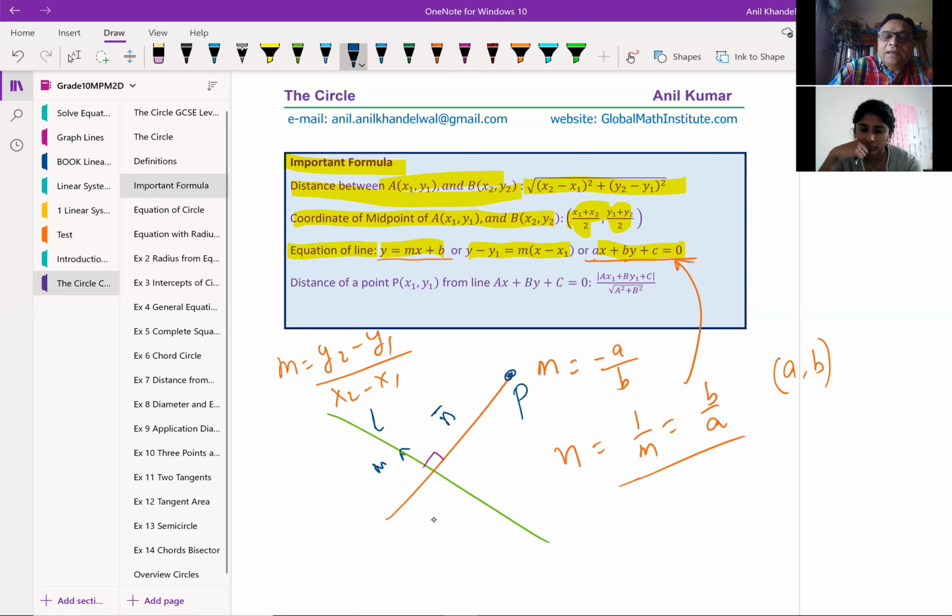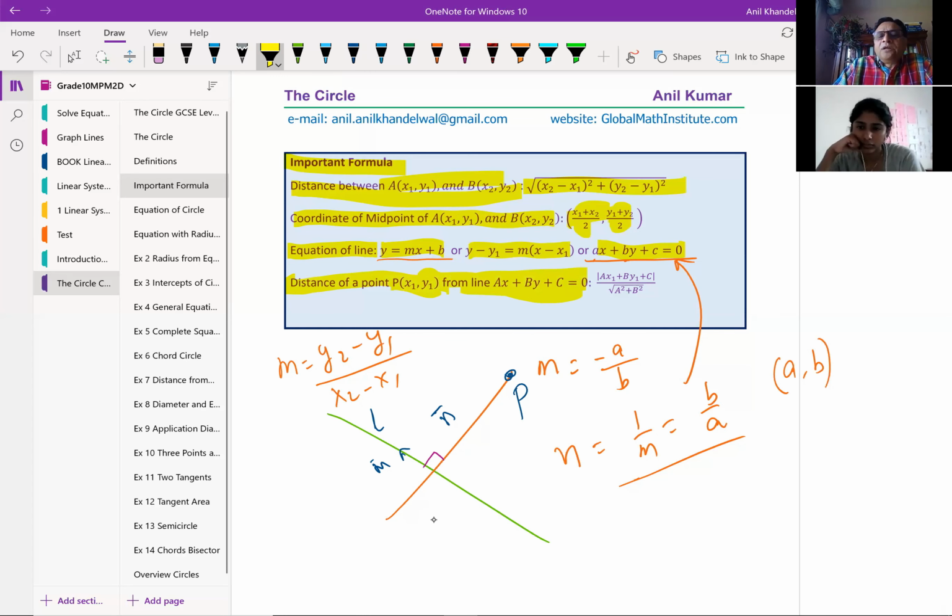This is M and that is the normal. Do you see that? Shortest distance is along the normal. And that is why this important equation is mentioned here. Now, its importance is highlighted when you look into this formula, which is the distance of a point P from the line AX plus BY plus C equals 0.